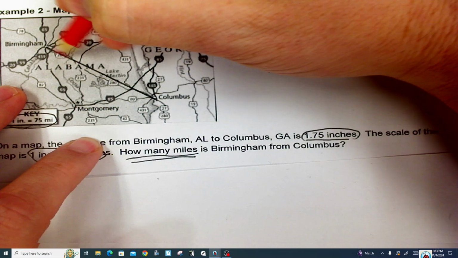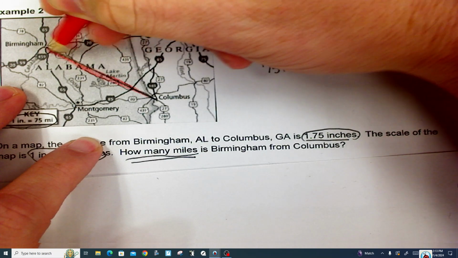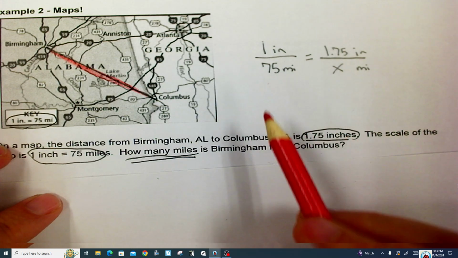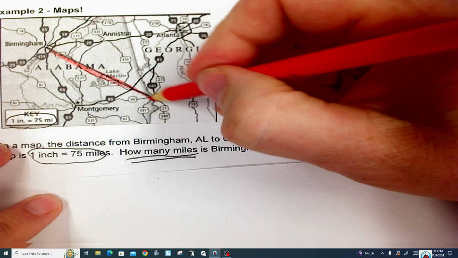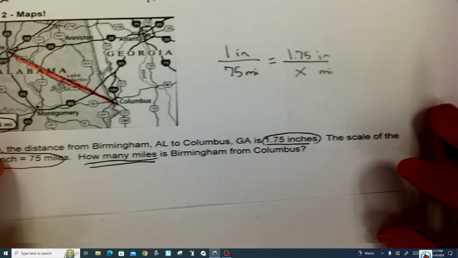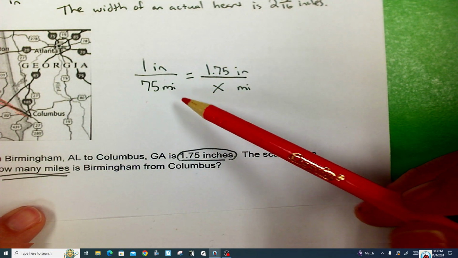And we have made a proportional relationship using the scale, right? 1 inch equals 75 miles in real life. And now we can find the distance between Birmingham and Columbus. Believe it or not, this is what we had to do before we had Google Maps back in the day. So let's go cross multiply and solve.